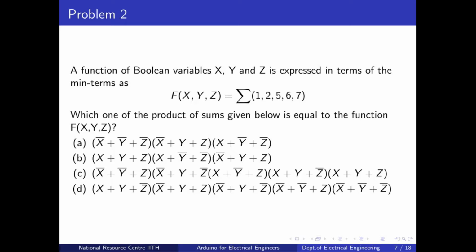Problem 2. A function of Boolean variables x, y and z is expressed in terms of the min terms as f(x, y, z) = summation 1, 2, 5, 6, 7. Which one of the product of sums given below is equal to the function f of x, y, z? So here are the options also given. This numerical is similar to problem 1. So you can try this by yourself with the same hardware setup. In this we use all the 5 LEDs.